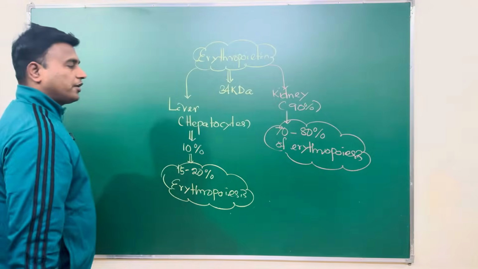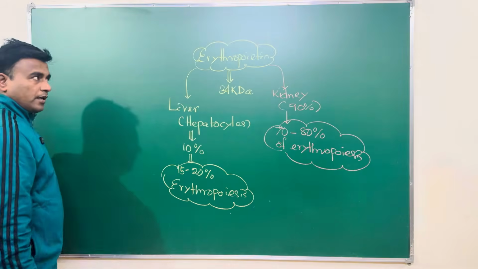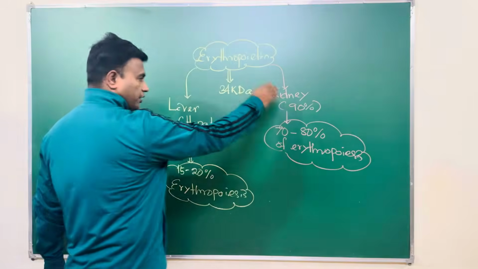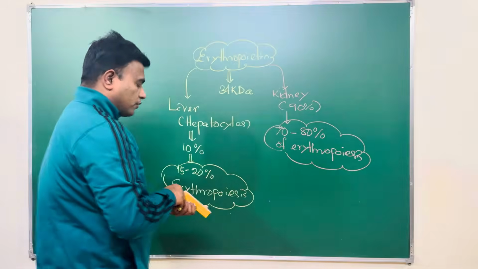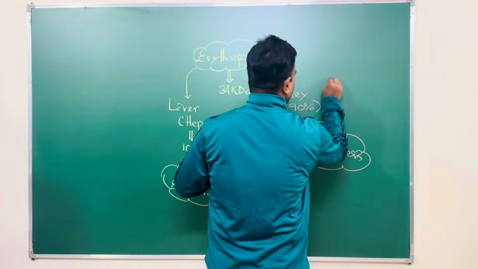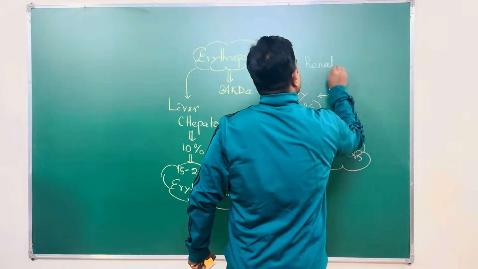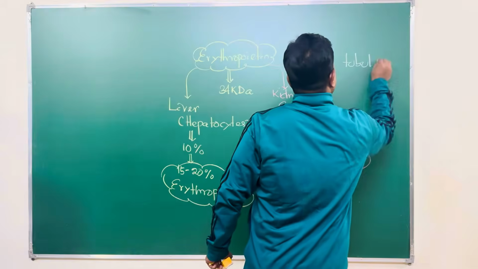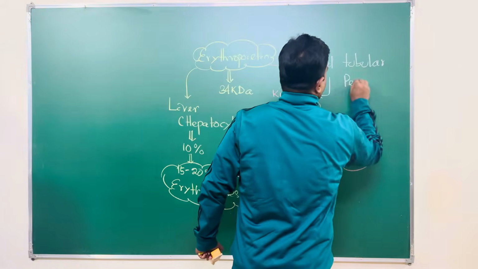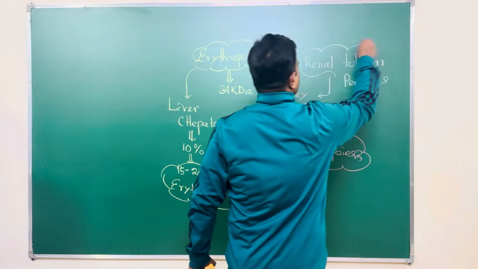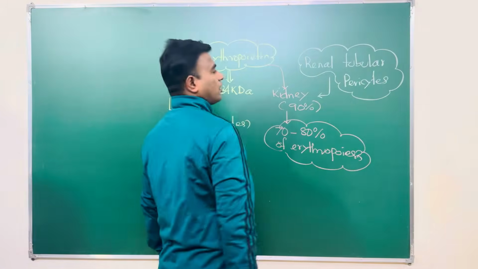That means we can say that erythropoietin is the major regulator of erythropoiesis, and it is secreted from the liver and from the kidney, but kidney serves as the major source of secretion, and tubular pericytes are the major regulator and major source of secretion of this hormone.